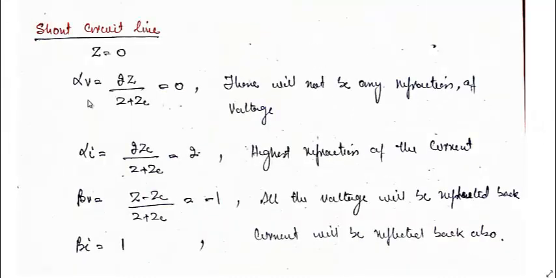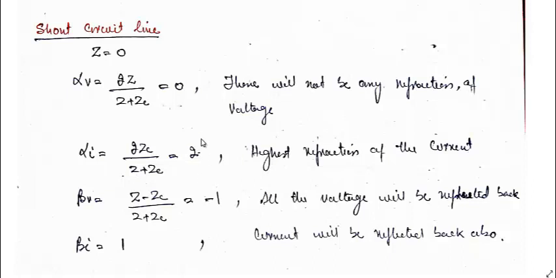Now, another junction is the short circuit line. When the line is short circuited, Z will be equal to 0. So alpha V, twice Z divided by Z plus Zc, comes to 0. There will not be any refraction of voltage, or we can say simply the voltage at the receiving end will be 0. Alpha I is twice Zc divided by Z plus Zc. Z is 0, so Zc will cancel, and it comes to the highest refraction of the current. All the current will be at the receiving end, that is, the current will have a good amount of magnitude.